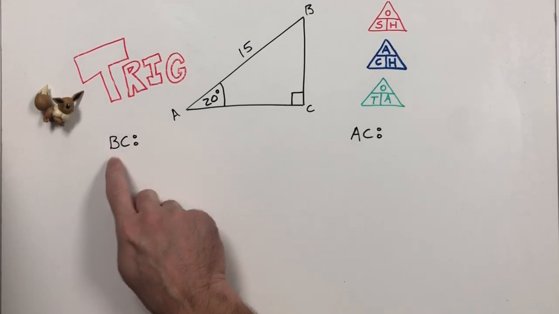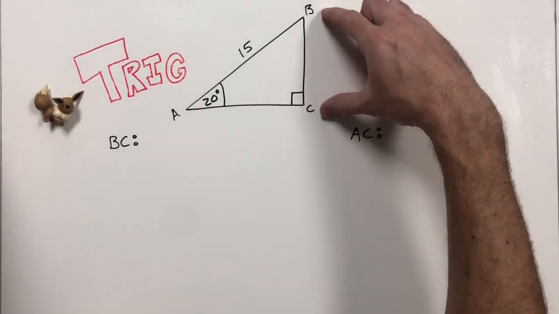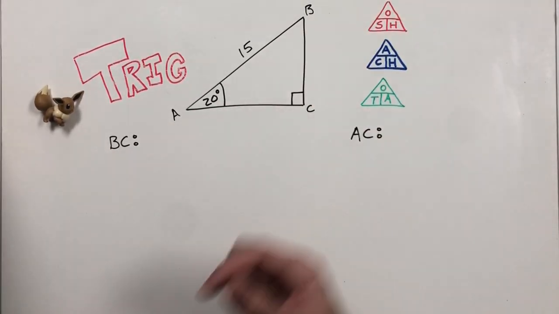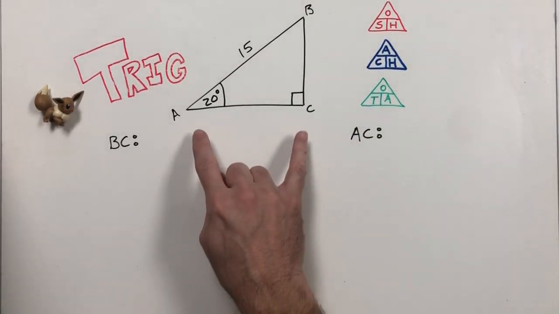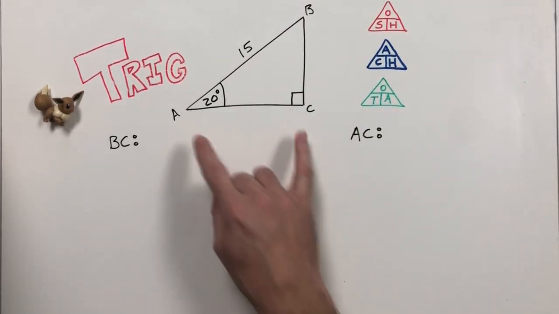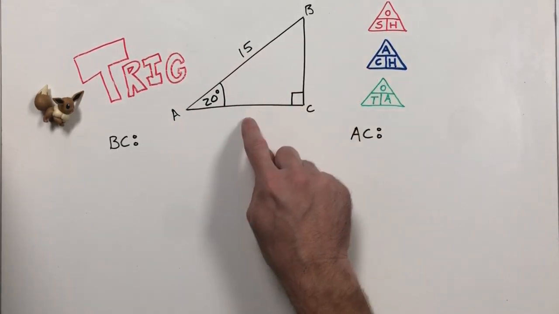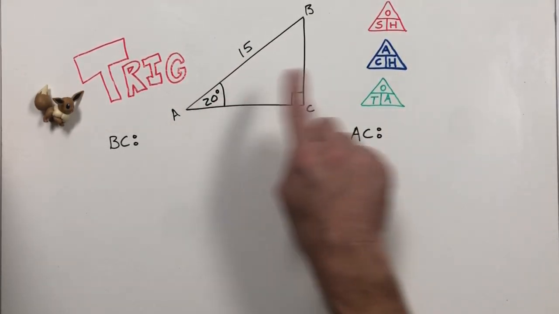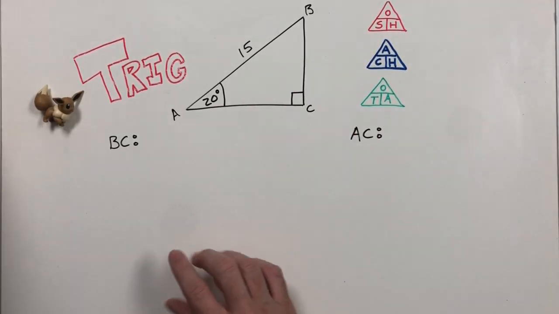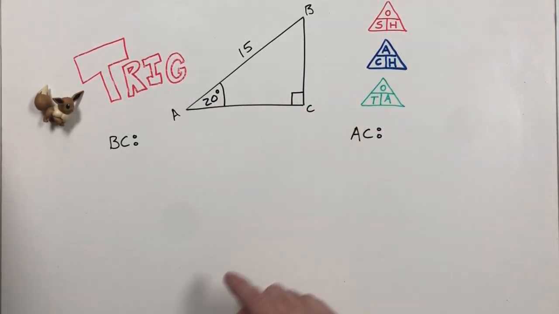So for the first problem, determine the length of BC. That's a side length we have to work out. And for the second problem, there's another side length we can work out. Now, obviously, if I have this length and this length, I can work this out with Pythagoras, but we're just going to go the trigonometry route for both these, well, for the second part.